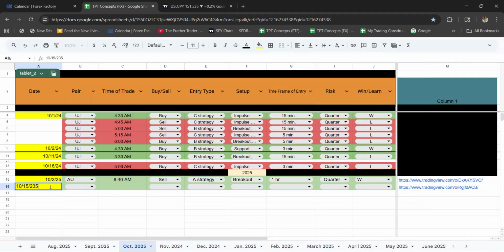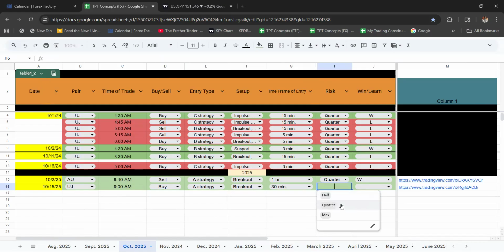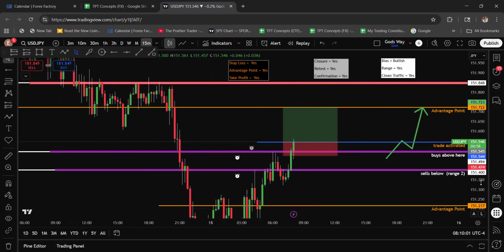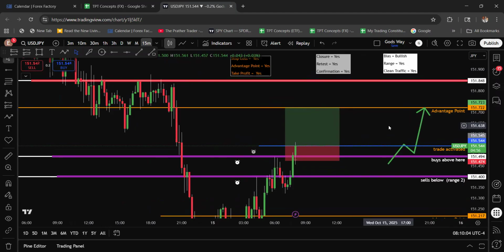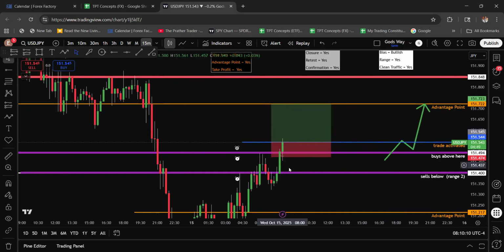Today's the 15th. Took it around 8 o'clock. Traded UJ. It's a buy. There's a breakout. Now all we can do is wait and be patient, gang. We got 4 minutes for this 15-minute candle closure. And again, we have price break out of this resistance.